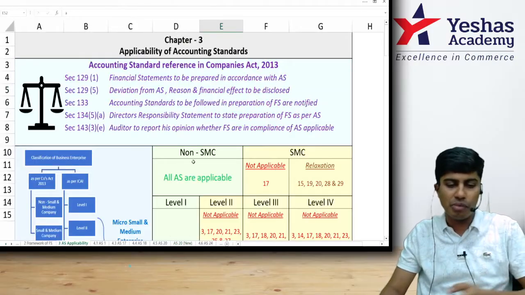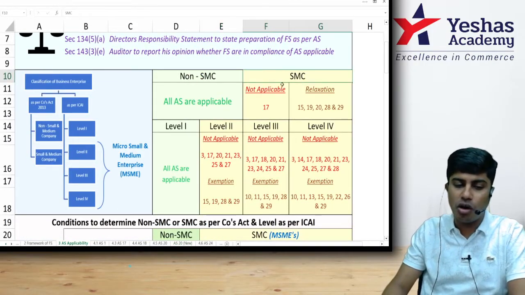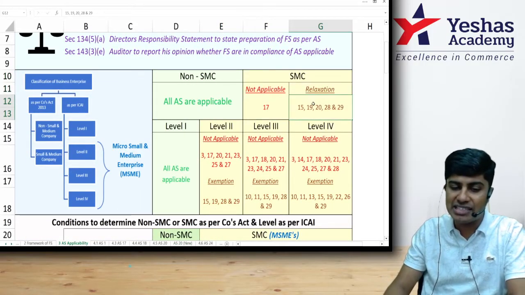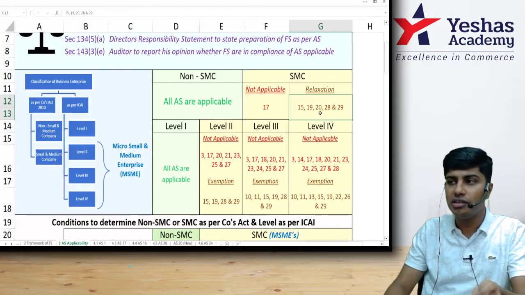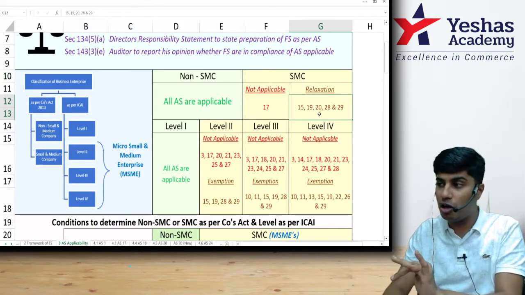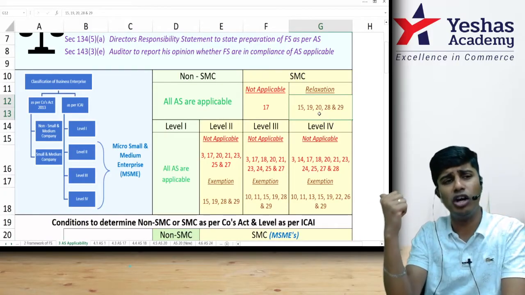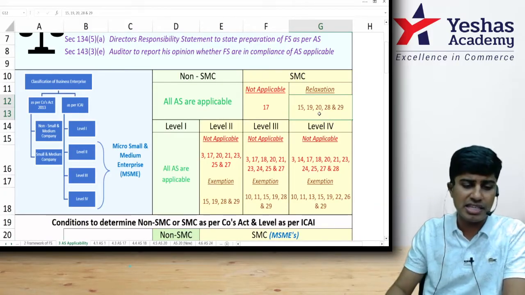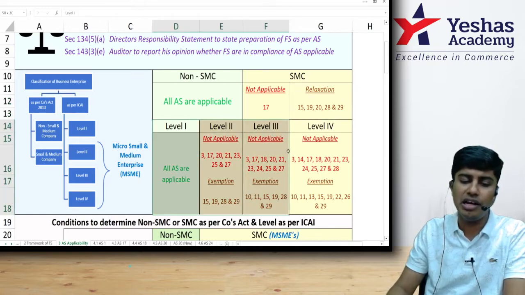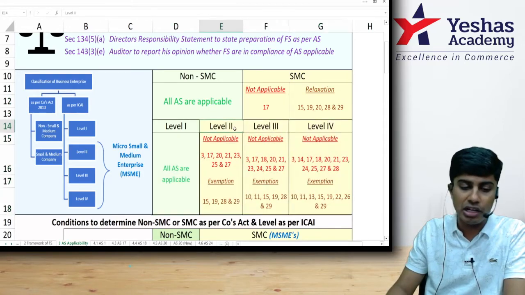Let me show. When you come to AS applicability for small and medium enterprises, there is relaxation with regard to AS 20, meaning 20 is applicable for small companies. In 20, some paragraphs are not applicable. One of the paragraph not applicable is diluted EPS. Same as per ICAI, when we do level 1, level 2, level 3, level 4, for level 2, level 3 and level 4, exemptions is there.